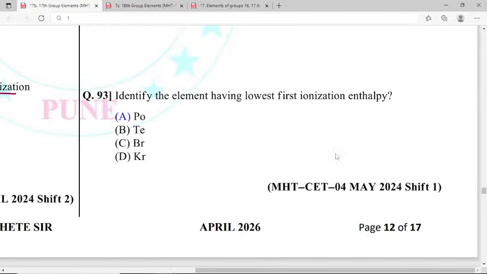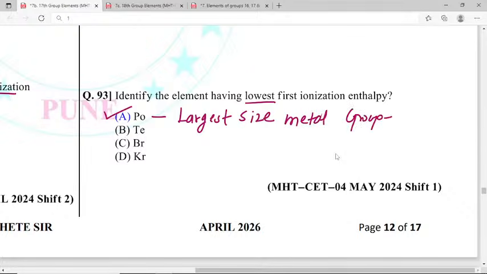Identify the element having the lowest first ionization enthalpy. Polonium. Largest size metal in group 16. This is the largest size metal in group 16, therefore its ionization enthalpy is the lowest. Polonium is radioactive. This is a radioactive metal.